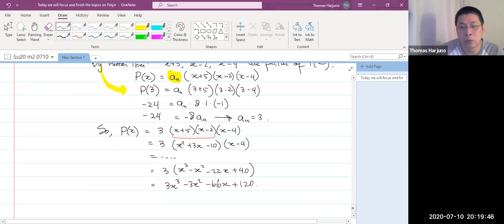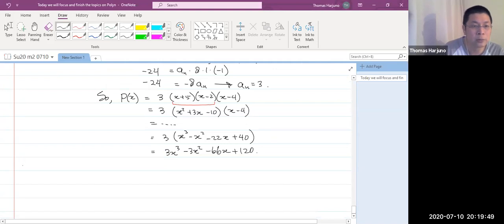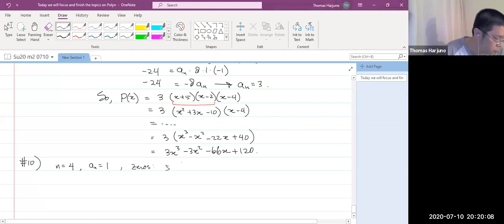That's number 2. How about number 10? Same question. Number 10, it's a similar question. So the degree is 4. The leading coefficient is 1. And the zeros are -5 with multiplicity of 2, and 2 with multiplicity of 2.